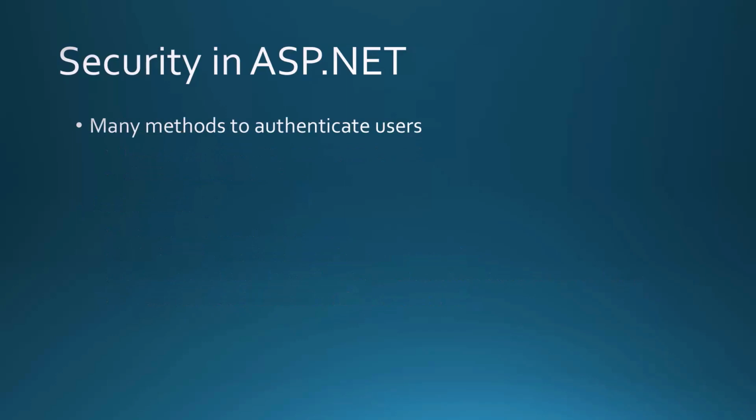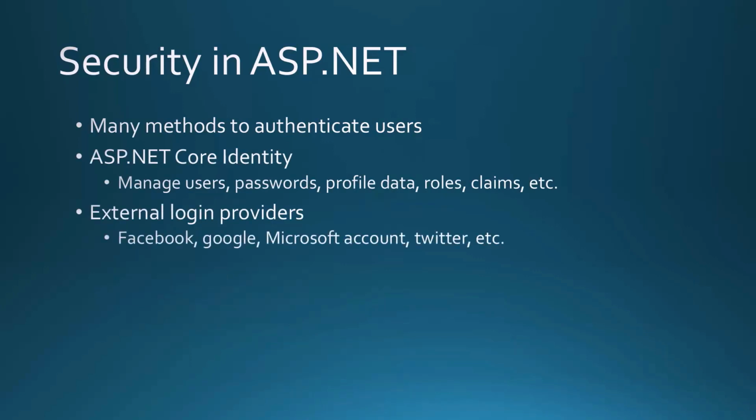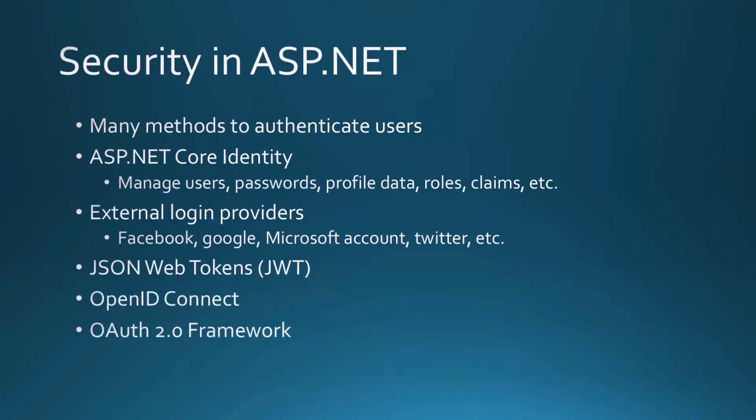There are many methods that we can use to authenticate users. There's ASP.NET Core Identity, which helps you manage users, passwords, profile data, roles, and claims. There are external login providers such as Facebook, Google, Microsoft account, Twitter, all sorts of different external providers. There's JSON Web Tokens. There's OpenID Connect. There's the OAuth 2.0 framework. So many different things that we can use here to handle the authentication piece.